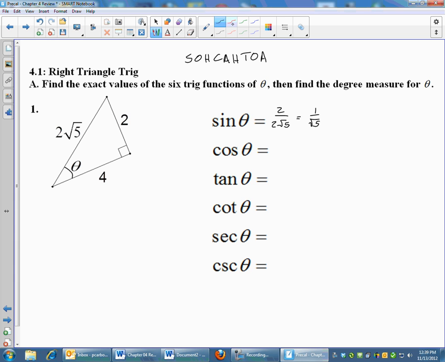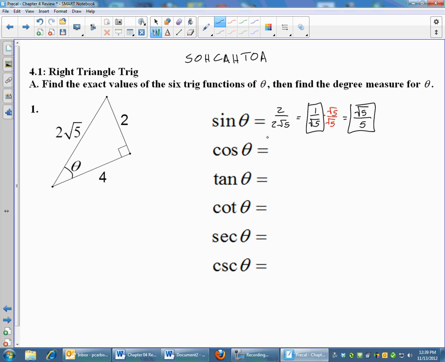However, if this were a multiple choice question, I very well may rationalize, so you need to know how to do that. So we would multiply top and bottom by root 5, which 1 times root 5 is root 5, and root 5 times root 5 is just 5. So I would accept either 1 over root 5 or root 5 over 5. It does not matter to me. Just you need to know how to rationalize, just in case it does show up as a multiple choice question.